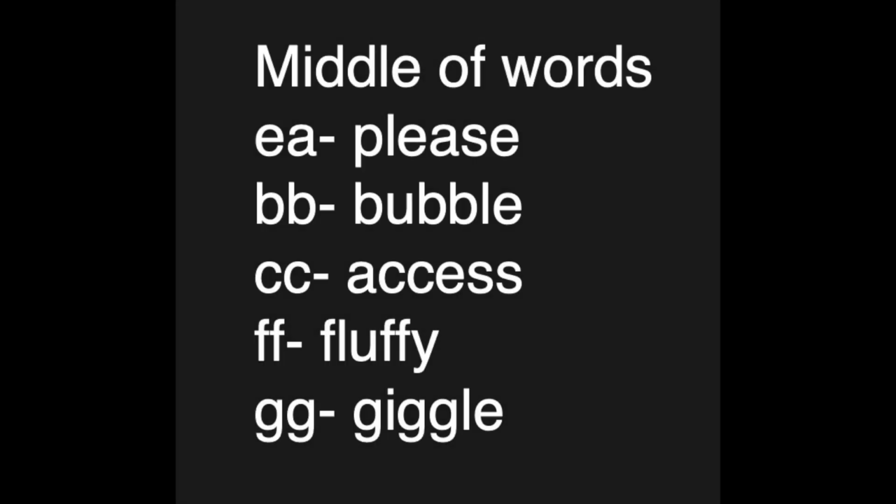The group signs that can only be used in the middle of words are the EA contraction that can be found in a word like please, the double B contraction that can be found in a word like bubble, the double C contraction that can be found in a word like access, the double F contraction that can be found in a word like fluffy, and the double G contraction that can be found in a word like giggle.